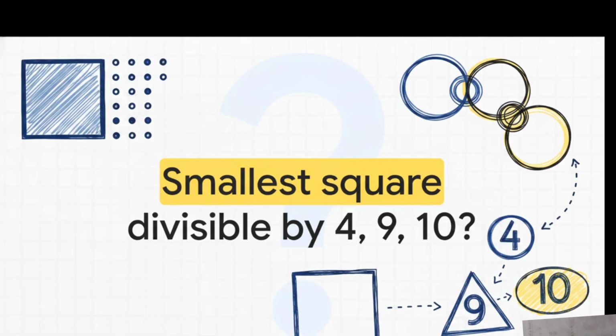Moving right along, problem 5. Find the smallest square number that is divisible by each of the following numbers, 4, 9, and 10. So we have to find the smallest square number that 4, 9, and 10 will perfectly divide. This is a classic LCM problem with a really fun twist.